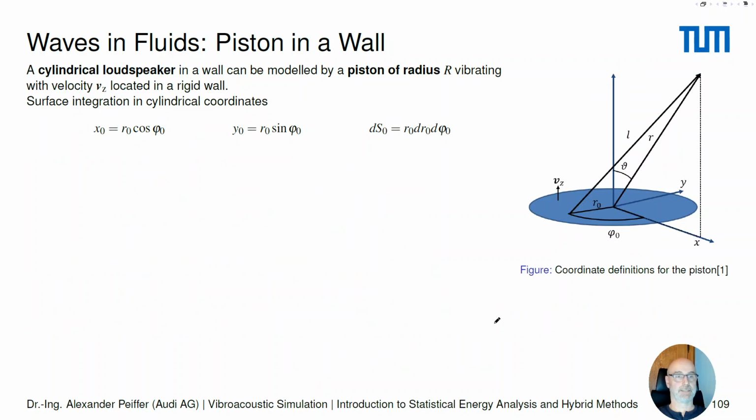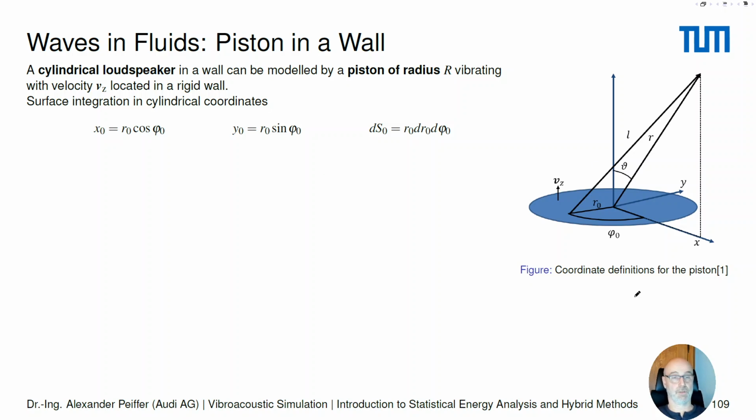Good. Let's come to the first example. This is a famous piston in a wall. A practical example would be a cylindrical loudspeaker, something that happens quite often. It could be modeled by a piston of radius r, which vibrates with a specific velocity in a rigid wall.